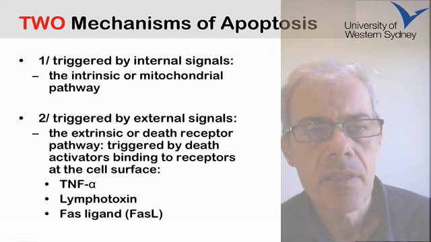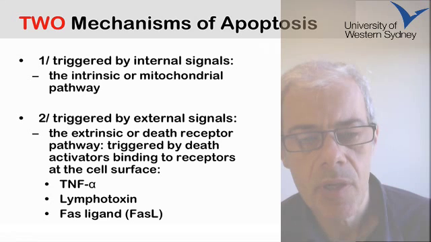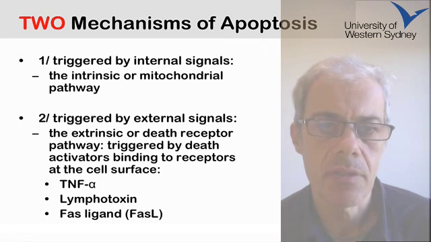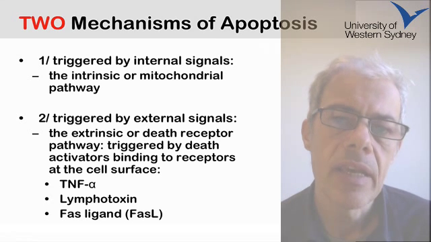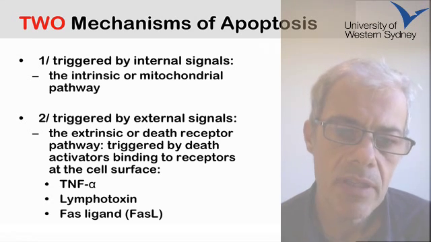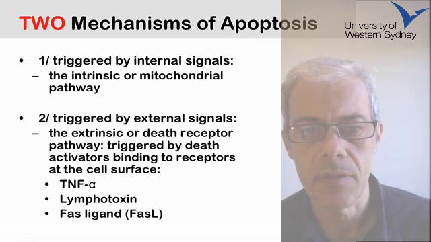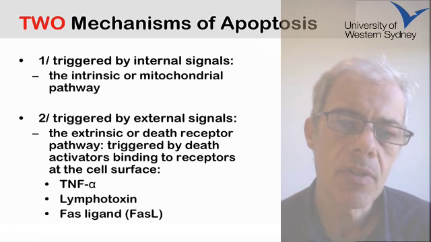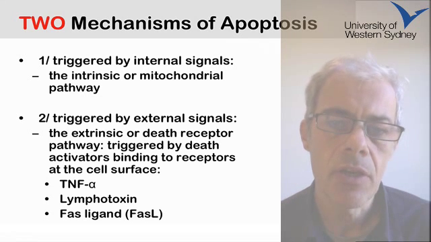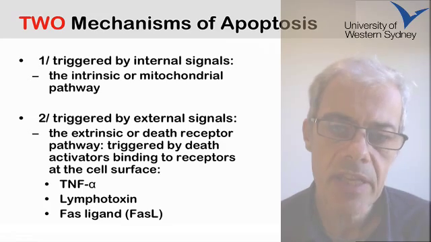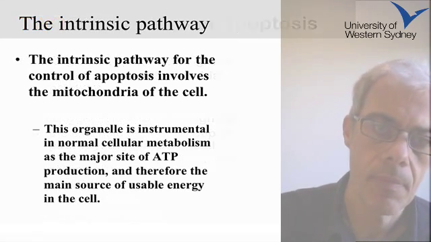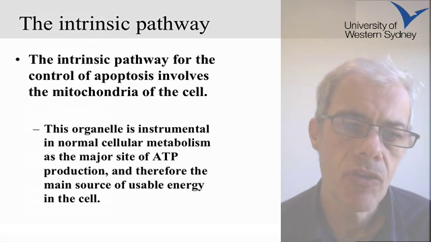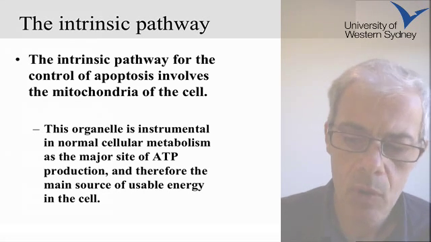So caspases are involved in apoptosis. There are two main mechanisms to trigger apoptosis. One of these is triggered by internal signals, and one of these is triggered by external signals. The important point is that both of these mechanisms of triggering apoptosis use caspases to mediate their effect. So the intrinsic pathway to trigger apoptosis involves the mitochondria.